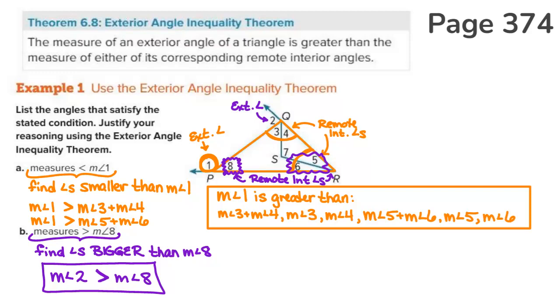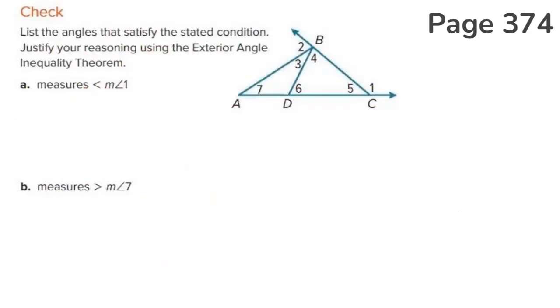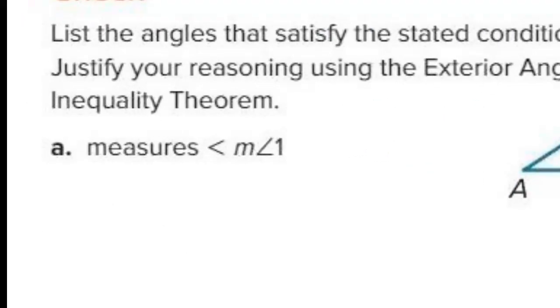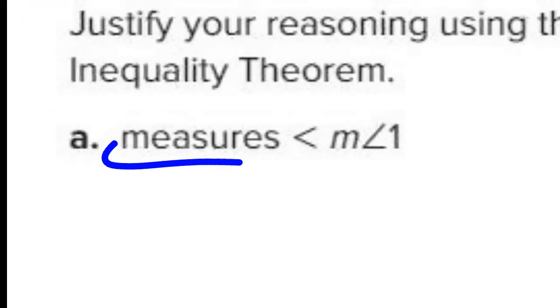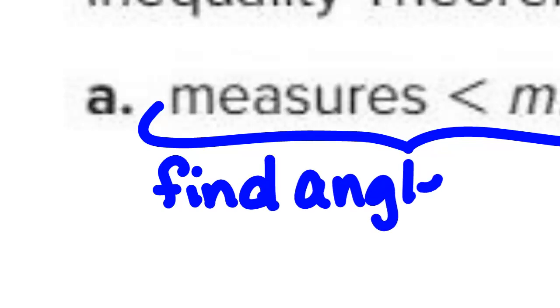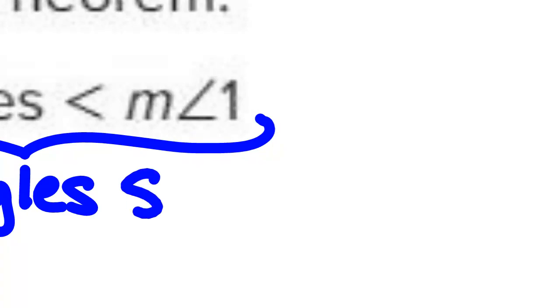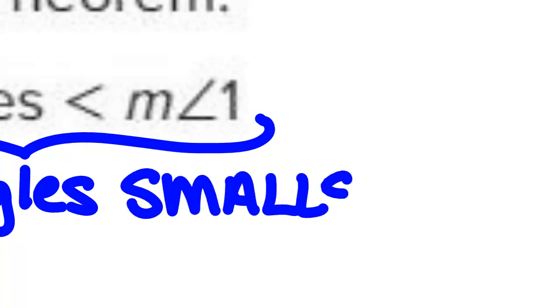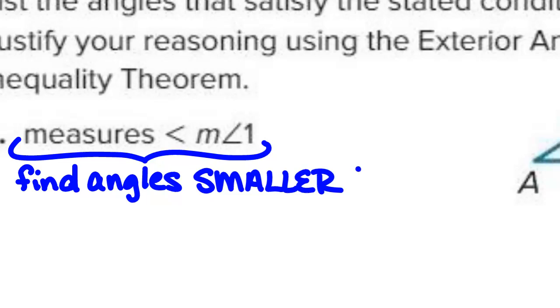Let's see if we can do the check down at the bottom. Same kind of idea, same kind of thing. There's a couple triangles in the picture in the check, though. First of all, let's figure out what we're supposed to be looking for. Am I looking for angles that are bigger or smaller than angle 1? Smaller. Find angles smaller than the measure of angle 1.